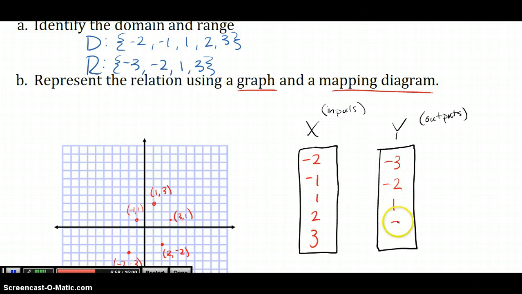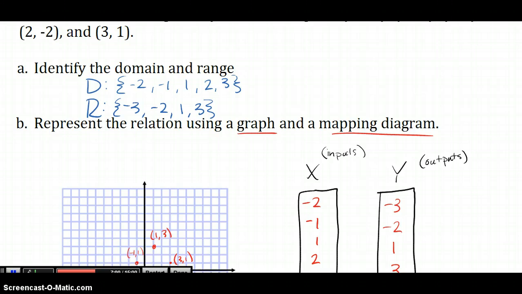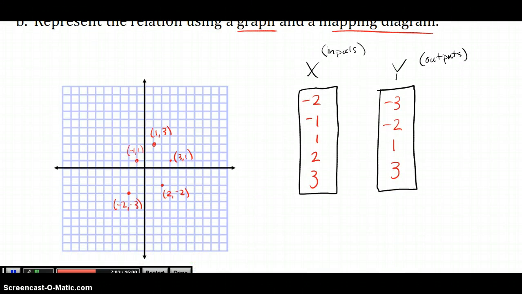There were 2 of them. Don't list them twice, just list it once. So our pairings. Negative 2 was mapped to negative 2. Negative 1 was paired with 1. 1 was paired with 3. 2 was paired with negative 2 as well, and 3 was also paired with 1. So that is your mapping diagram.